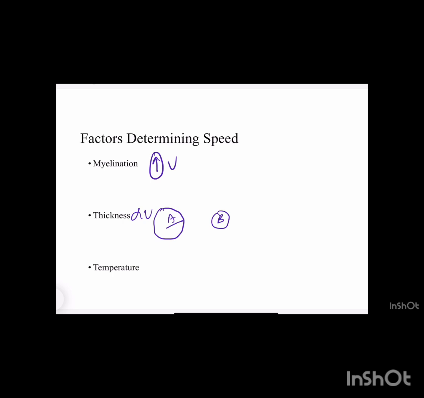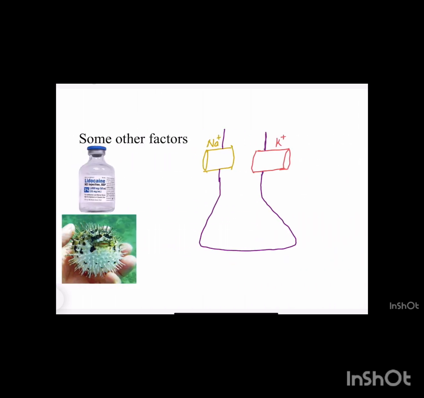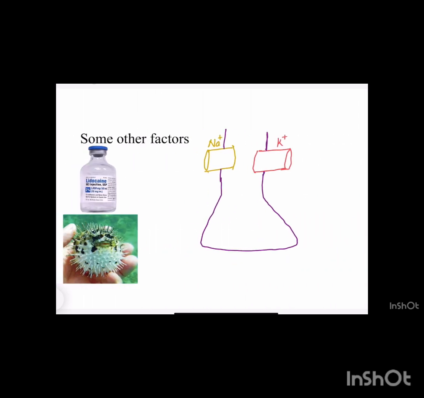And last, temperature. Temperature is also directly proportional to velocity, because in lesser temperature, more current is required to generate action potential. So speed of conduction will be lesser. So these are the factors determining speed: myelination, thickness, and temperature. A myelinated nerve fiber will conduct faster, a thicker one will conduct faster, and at higher temperature, conduction will be faster. Some other factors.